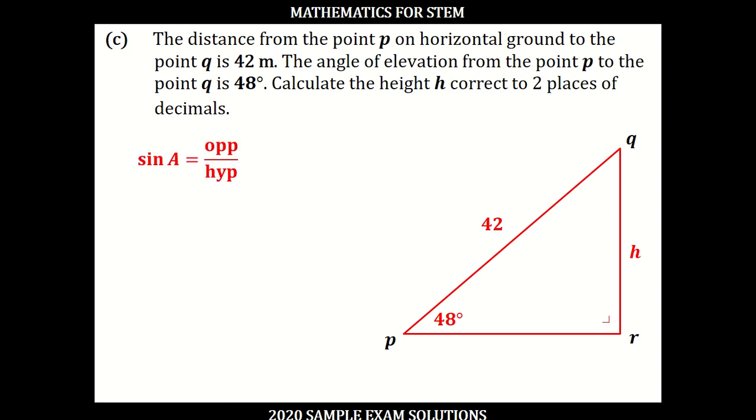So the sine of 48 is going to be h divided by 42. Now, if we want to get h on its own, on the right hand side, we're dividing it by 42. We can bring the 42 across and multiply. And using your calculator, if you type in 42 sine 48 into your calculator, this works out as 31.21 to 2 decimal places.